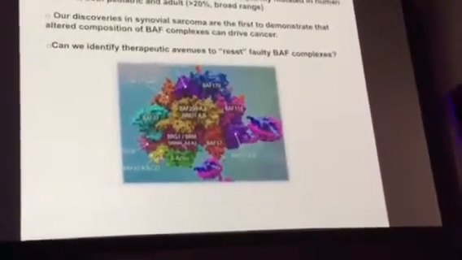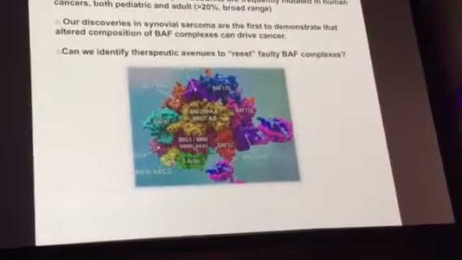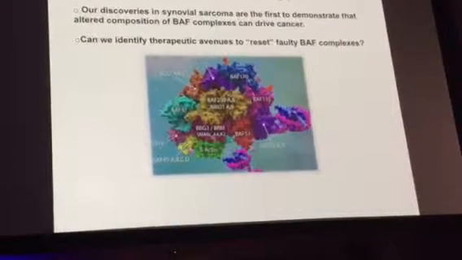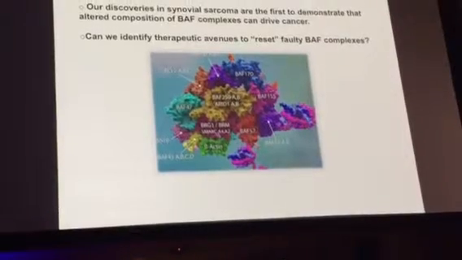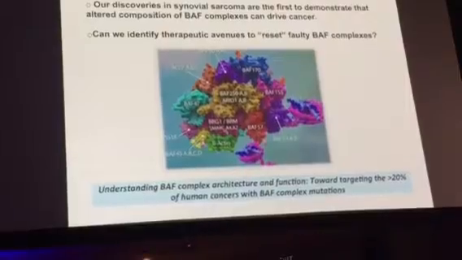So what I've told you today is that these genes encoding these subunits are very frequently mutated in human malignancies across a wide range of human cancers. Very specific subunits of this complex are mutated in specific cancers, suggesting that they play very important tumor suppressor roles. The discoveries I showed you in synovial sarcoma are the first to really demonstrate that altering the complex composition and structure can directly impinge on our gene expression programs, and we're asking the question, can we now identify therapeutic avenues to reset faulty complexes as a roadmap to treating these cancers? Thank you.